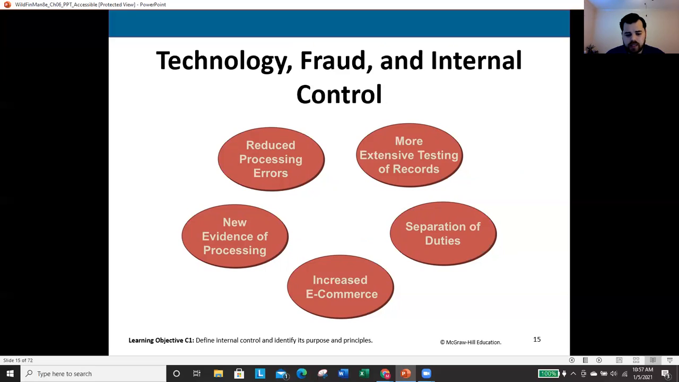And here's some of the reasons that we like this. This tends to reduce processing errors because if something is done repeatedly, I can design a macro in a matter of minutes, maybe to a couple of days if it's a very complex macro.